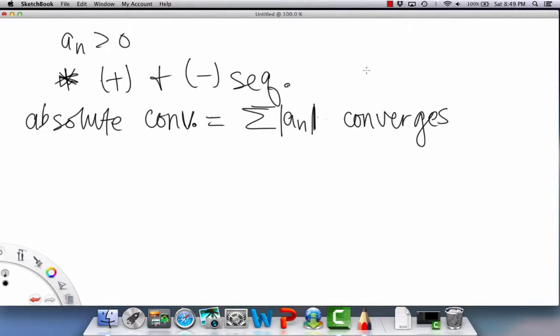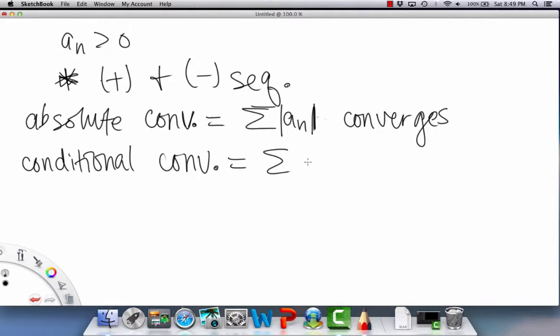And the second definition is conditional convergence. This, on the other hand, is when the sequence itself converges, but the absolute value of it diverges.